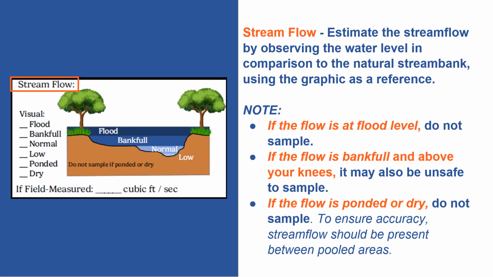Moving on to stream flow, you will estimate water level in the stream in comparison to the banks on either side. Using this graphic as a reference, note whether it is dry with no water, ponded with separate distinct pools of water, low with minimal connected flow, normal within the formed banks that naturally contain the stream flow, bank full over those natural banks, or flooded and spreading over the land adjacent to the stream banks.